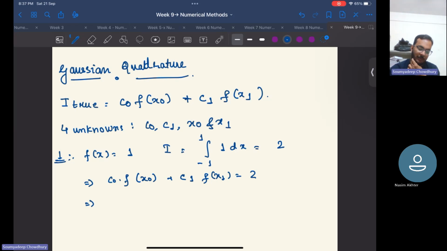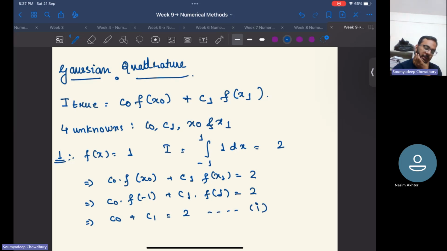So f of x is 1. So c0 into f of -1 plus c1 f of 1 equals 2. So it is c0 plus c1 equals 2. This is one equation.